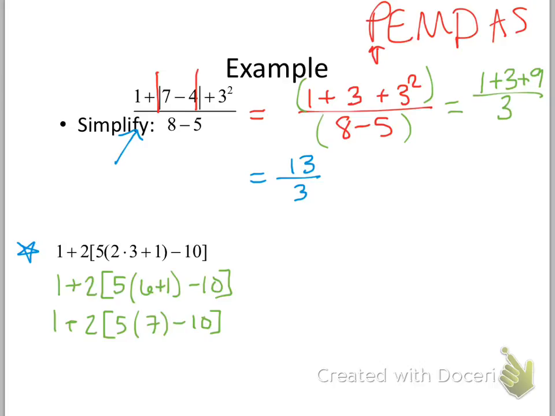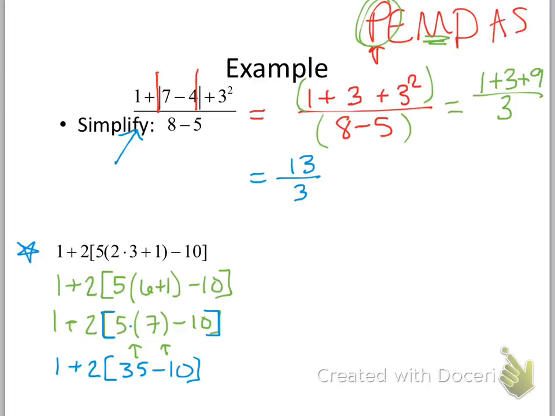Now these parentheses here, do they mean that I need to do an operation? They mean multiplication. So in this case, these are not P parentheses, these are M parentheses. They're multiplication parentheses. So I'm looking inside these brackets. To simplify, I need to do multiplication first. So I've got 1 plus 2 bracket 35 minus 10.